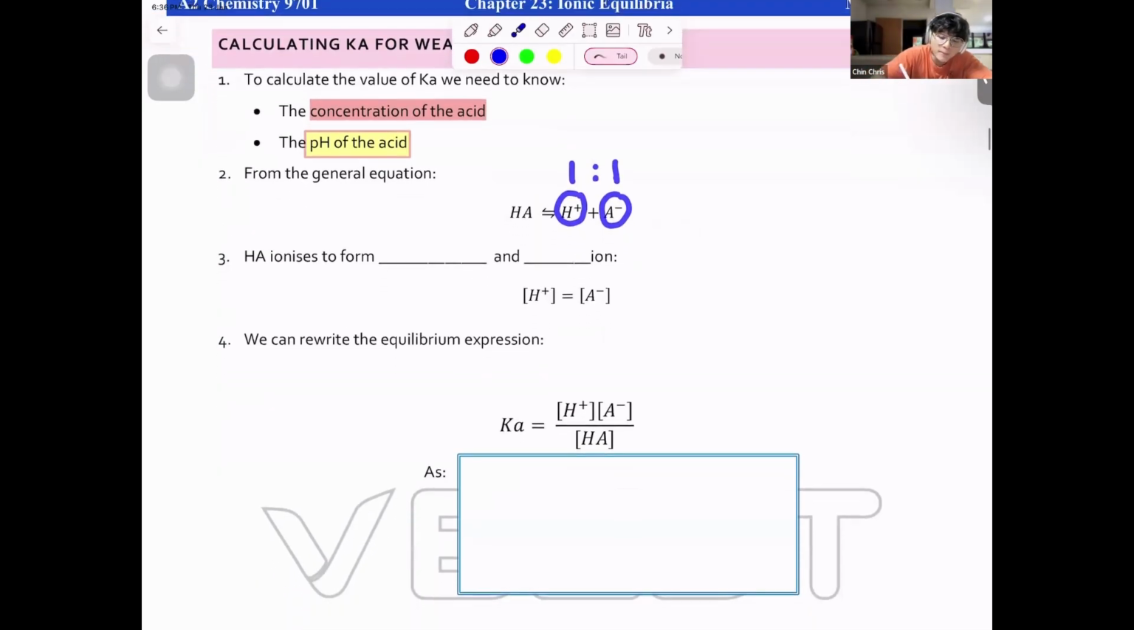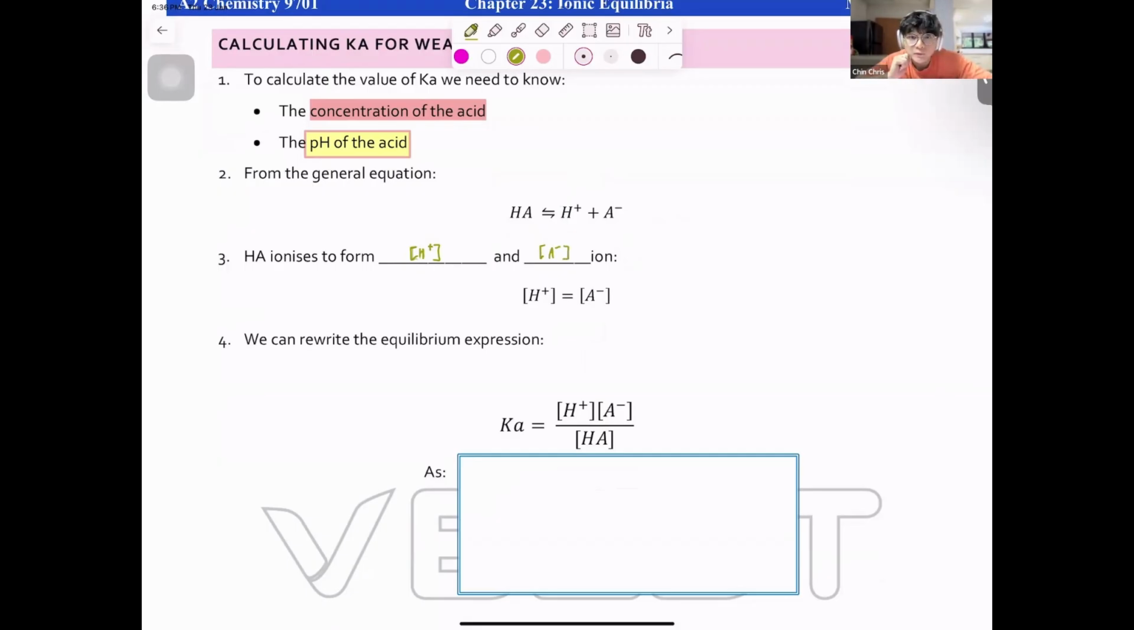So I can say that HA ionizes to form an H plus and an A minus. We know that the concentrations of H plus and A minus produced are the same. So let's say this is 0.5, then A minus is also 0.5. It's always the same 1-to-1 ratio.